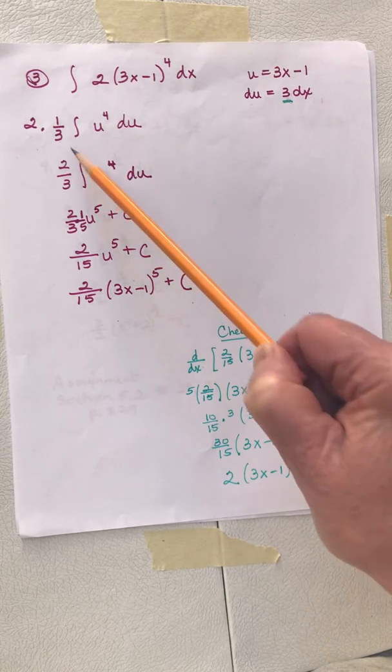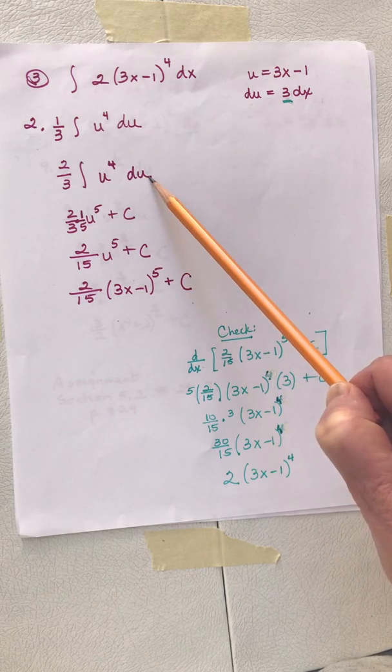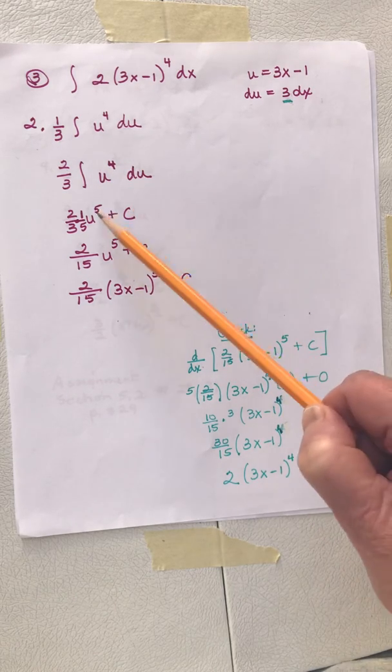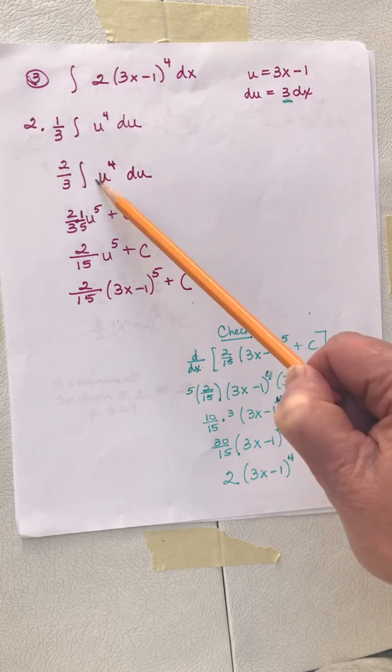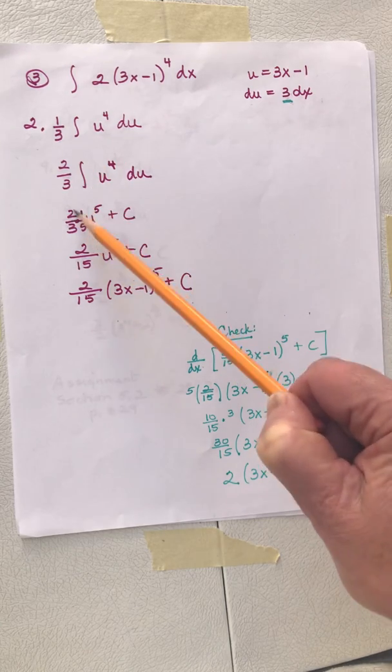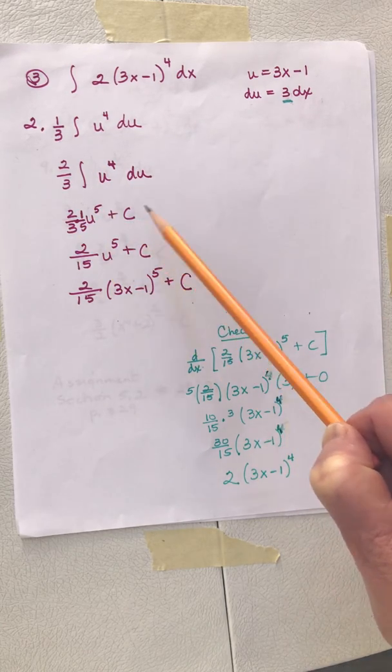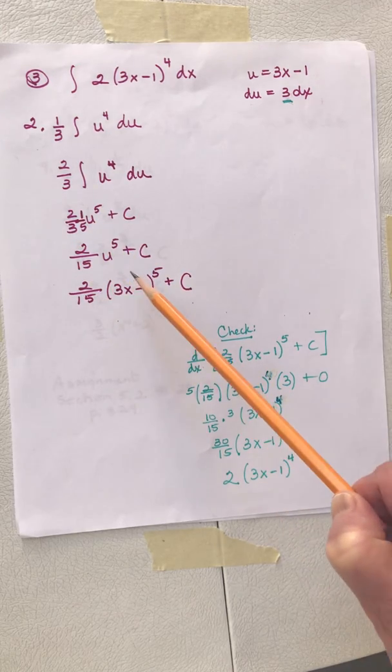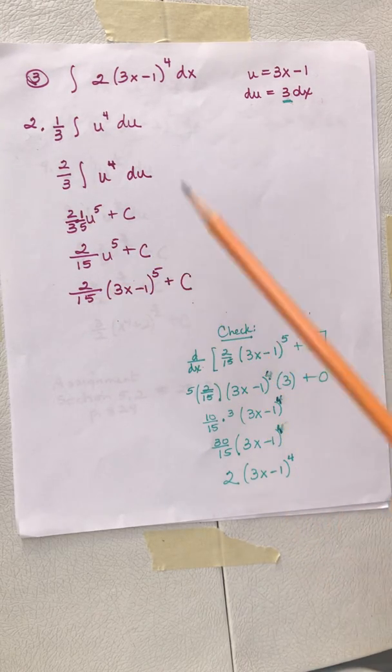And I integrate. So I get 2/3 integral of u to the 4th du. And then I add 1 to the exponent, 5. I divide 1 by 5. I get 1/5. Multiply by the 2/3 that's out there and add a plus c. So I get 2/15 u to the 5th plus c.